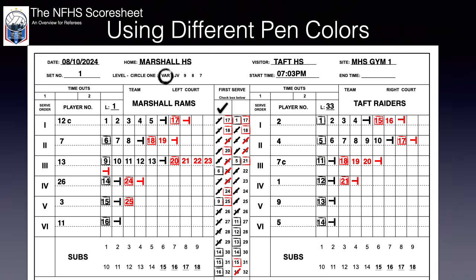The use of red in this slide indicates the second round of service for each team to help keep better track of where the score is on the score sheet. The third round of service would be annotated in black, and the colors would continue to alternate in this manner. Now let's cover some special situations.